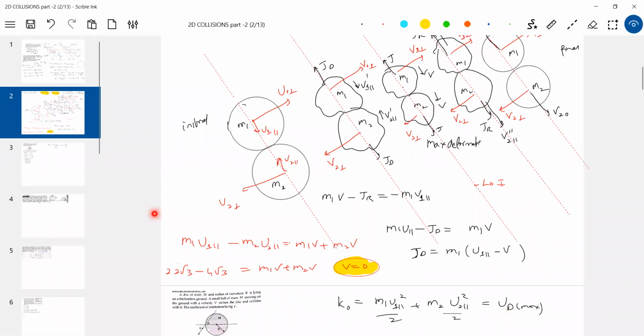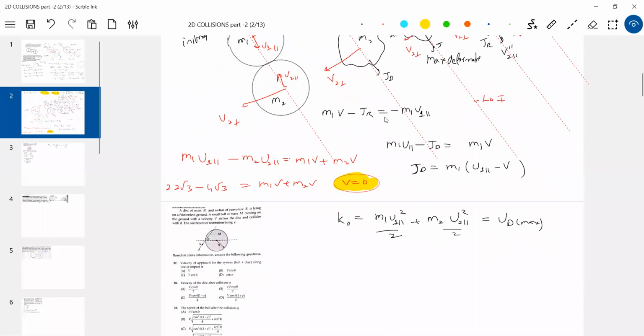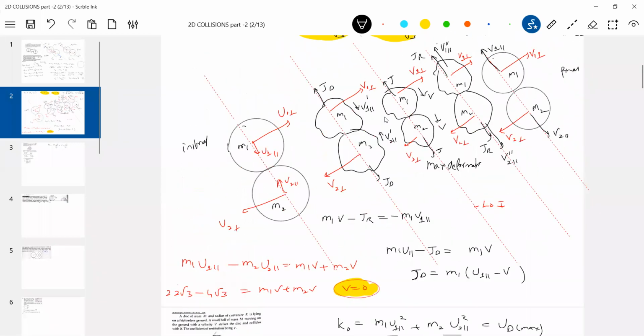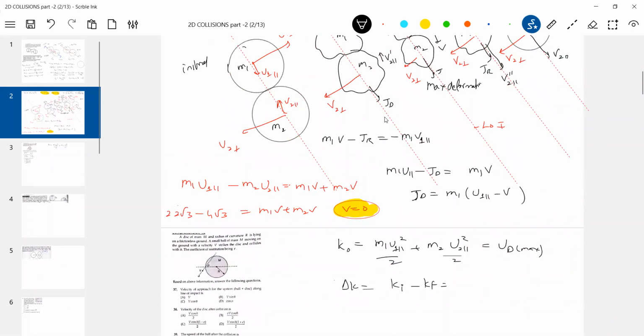Loss in kinetic energy. What to do for the loss in kinetic energy? The loss will be delta K equal to Ki minus Kf. What is Ki? Here you should include all the perpendicular components. What will happen? They remain constant, no? So to simplify the problem, I'll directly go for it: m1 u1 parallel square plus m2 u2 parallel square minus m1 v1 parallel square, by 2.